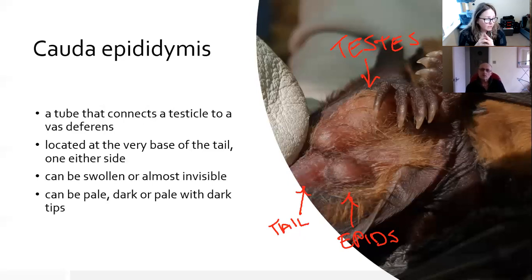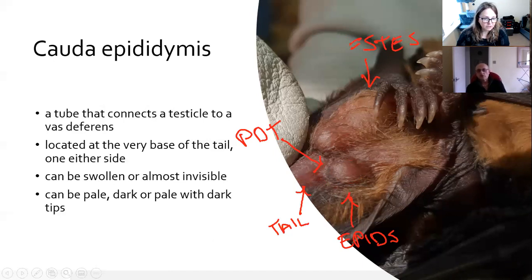But they also vary in color. They can be pale, they can be dark, and they can be pale with dark tips. Those three conditions of coloration of the epididymis can tell us how old the bat is with a relative degree of precision, in at least whether they are a baby, a 1-year-old, or older than a year. So you can just about see the darkness at the bottom of these epids. There are a few more pictures that we can show you, but basically the testes are the big swollen lumps above, and down either side of the tail are the epids.